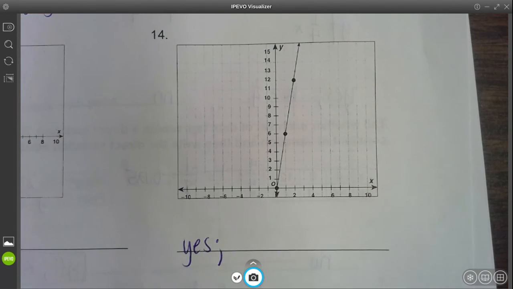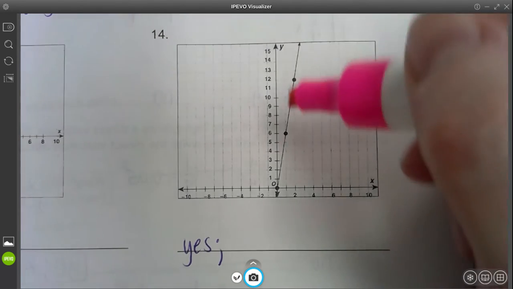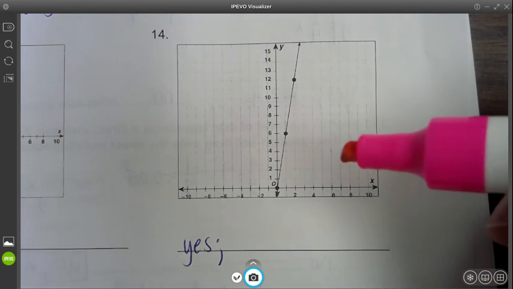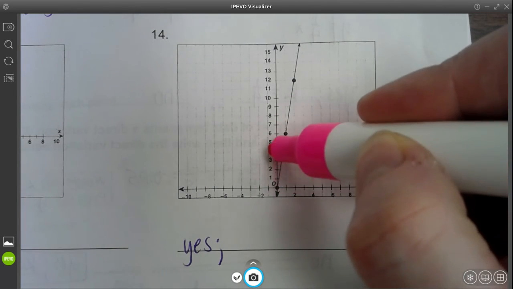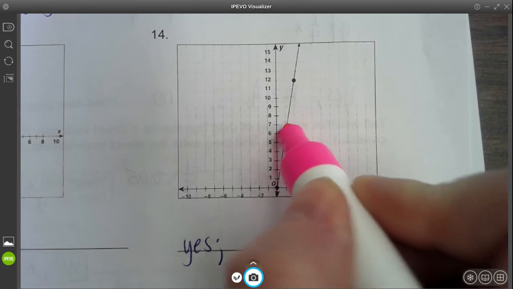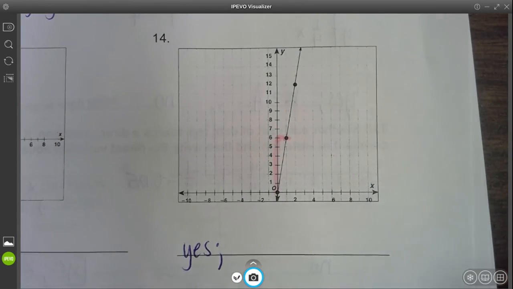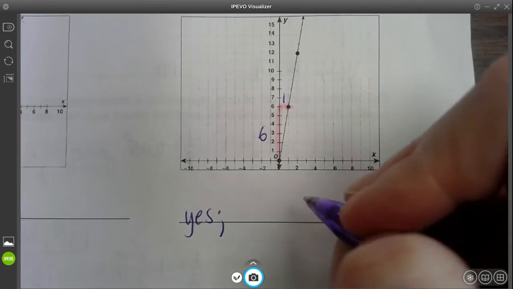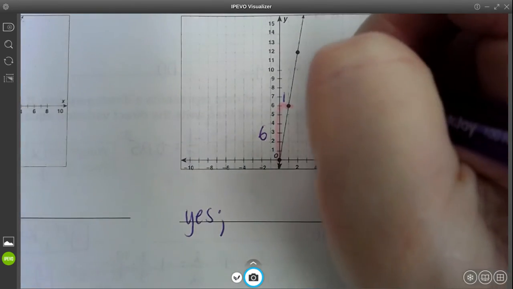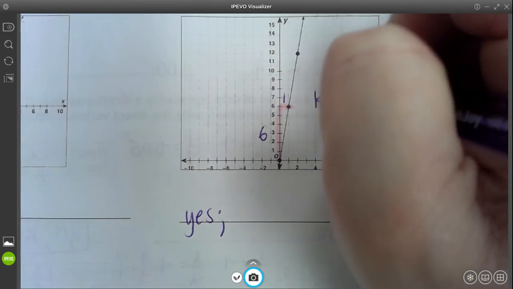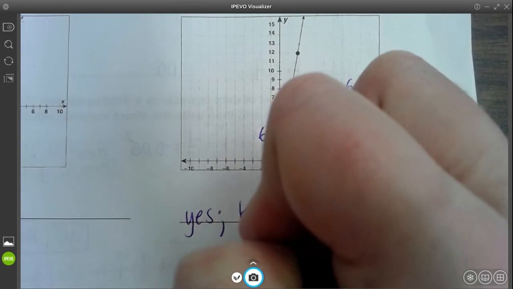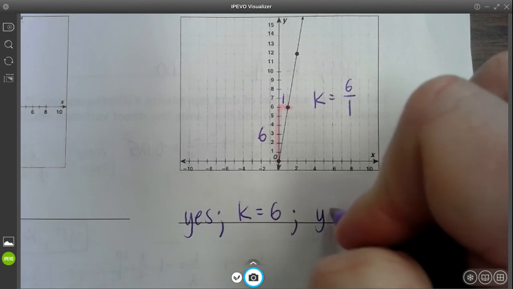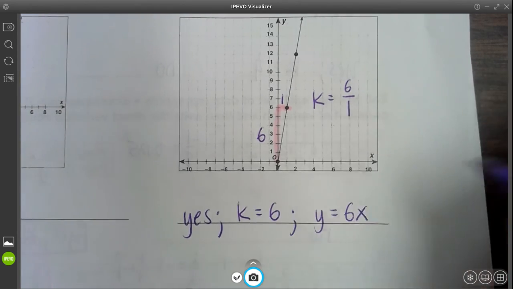And we have to identify the slope to get the k, the constant of variation. So I'm going to go from 0, 0 to this point here. This one's a little bit easier to see. Our rise and our run, we're actually going up 6 and over 1. So our k, our slope, is 6 over 1, and I could simplify that to just plain 6. So therefore, the equation is going to be y equals 6x.